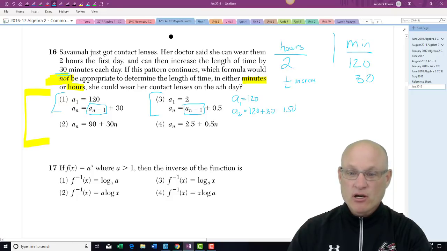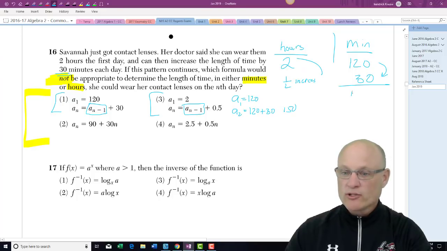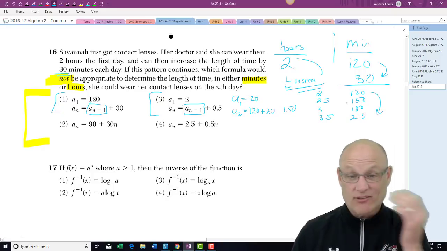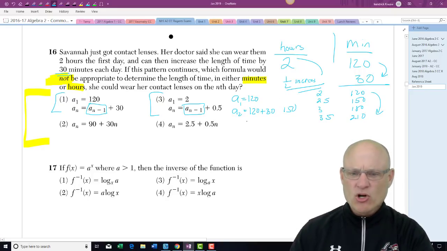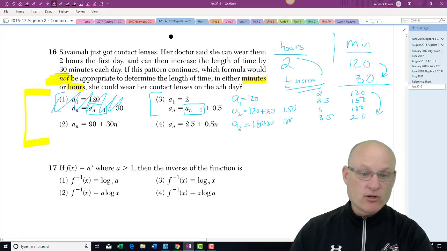That's 150. Wouldn't that be 30 more? So 30 more would be 120 starting, 30 more would be 150, 30 more would be 180, 30 more would be 210. So that's what we need to get here. For this one, we need to see 2, 2.5, 3, 3.5. We've got to figure out which one's not going to give us this. All right. So A3 would be equal to the term before, which is 150, plus 30, and you get 180. And I think you see that that one is, in fact, going to work.